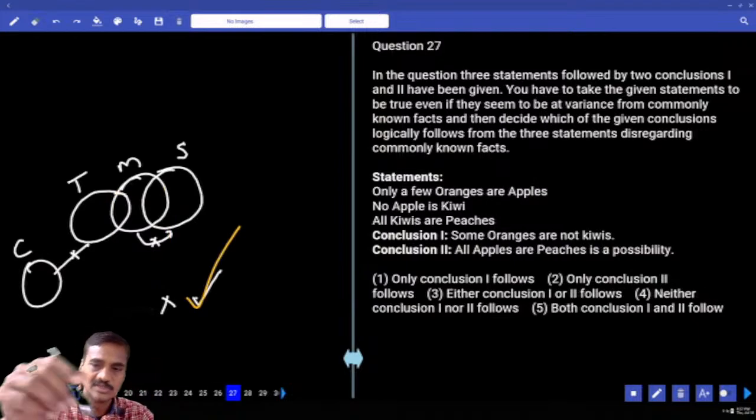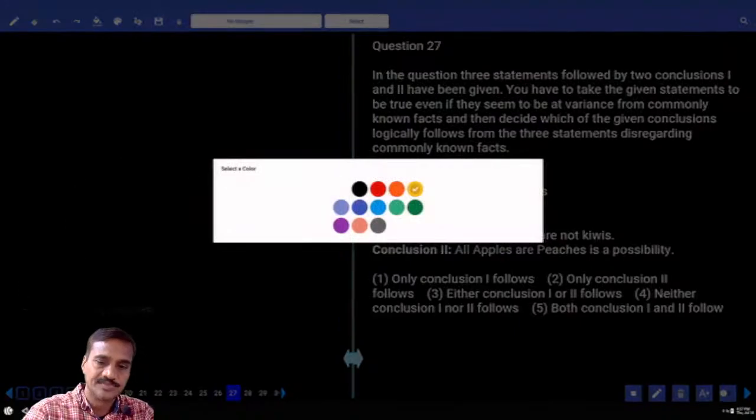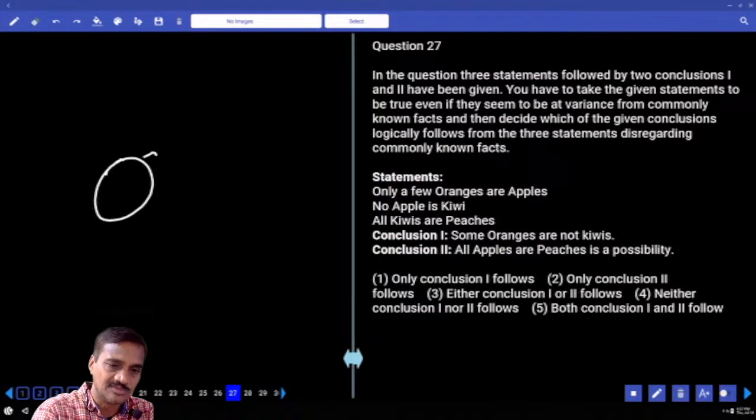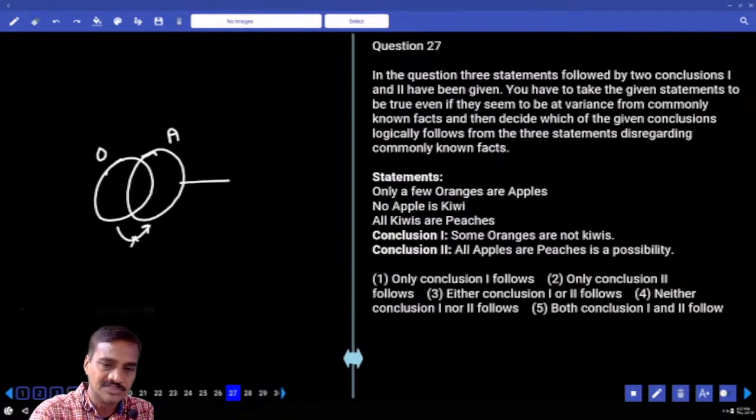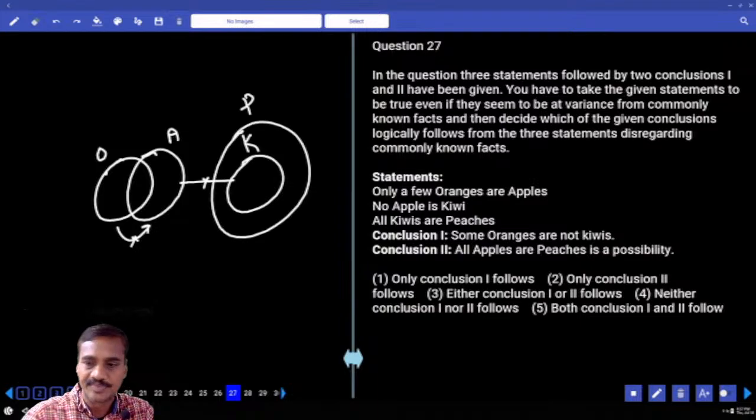Then 27. Only a few oranges are apples. Only a few oranges are apples means some of the oranges are apples, but not all. Only some oranges are apples, but not all. And no apple is a kiwi. No intersection between apple and a kiwi. And all these kiwis are what? All kiwis are peaches. And some oranges are not kiwis, true.